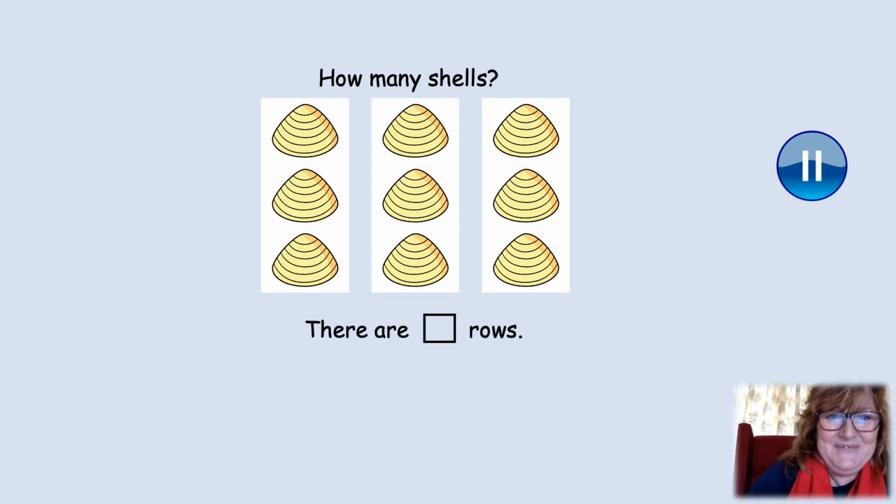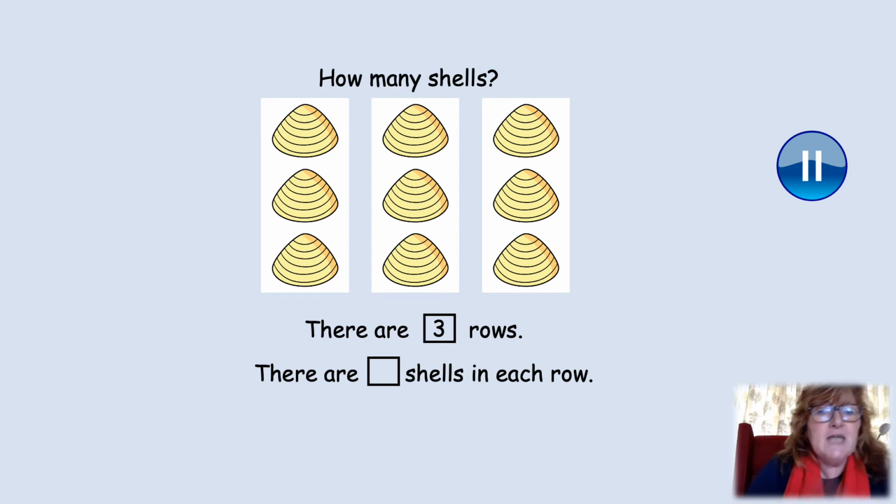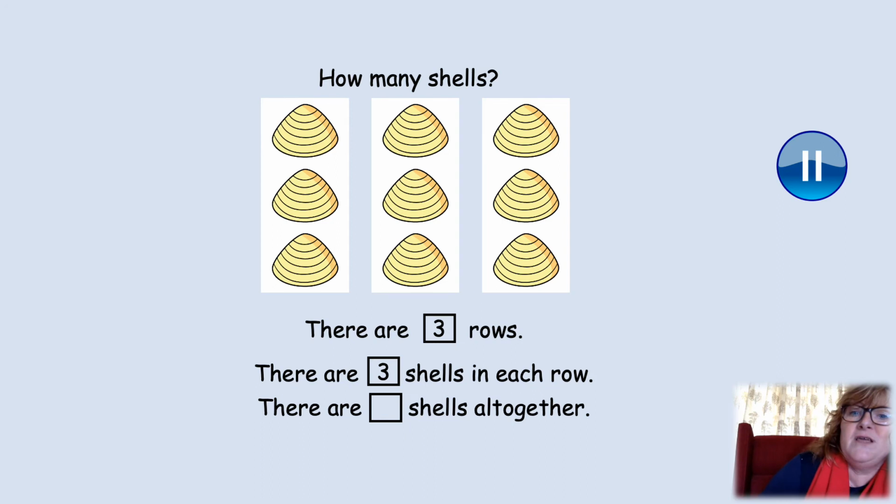How did you do? Let's see how many rows there are first. 1, 2, 3. 3 rows. How many shells are in each row? So how many columns are there? 3. Oh dear, we've got a 3 and a 3.